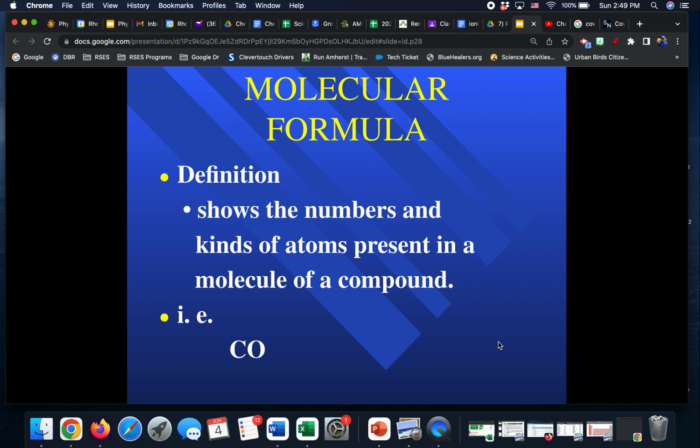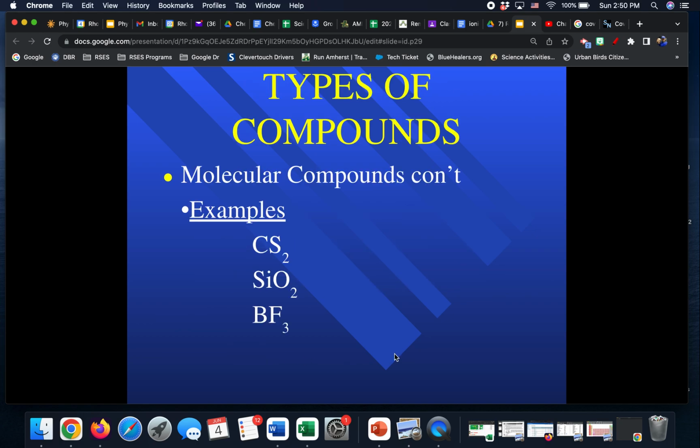So, molecular formulas show the number and kinds of atoms present. So we see this, CO. There's no numbers next to either the carbon or the oxygen, so there's one of each. Here's some more examples. CS2, 1 carbon, 2 sulfur, SiO2, 1 silicon, 2 oxygen, and BF3, 1 boron, and 3 fluorines.